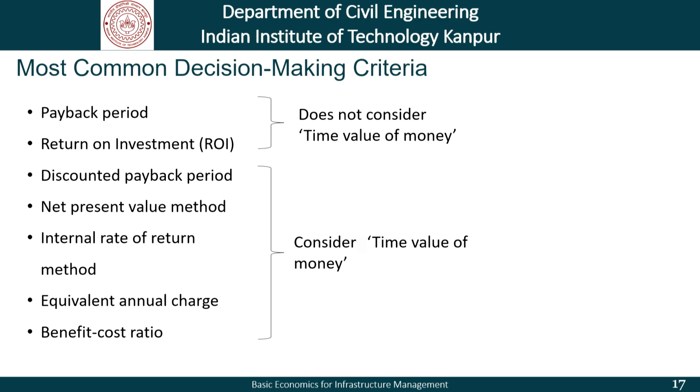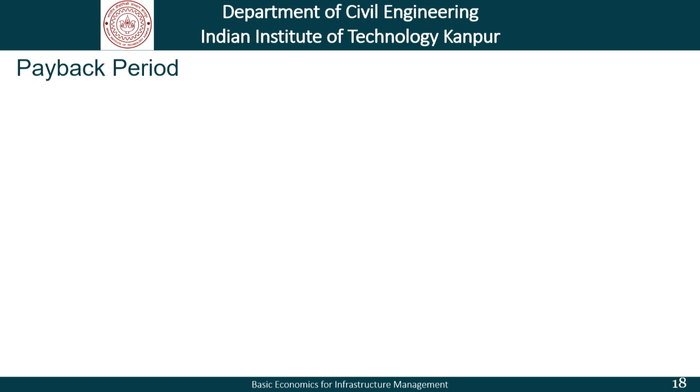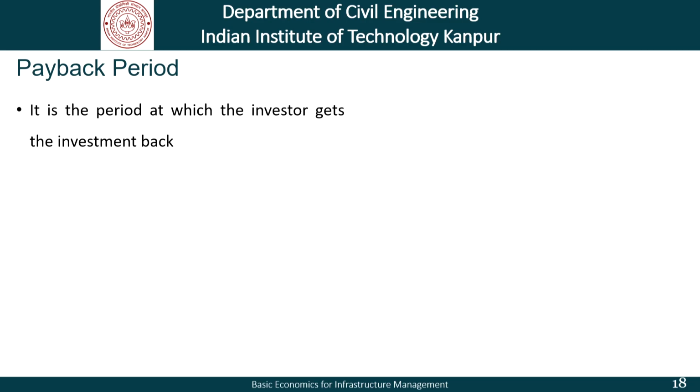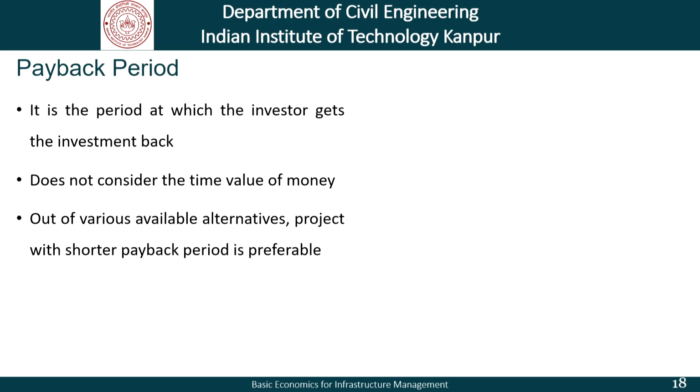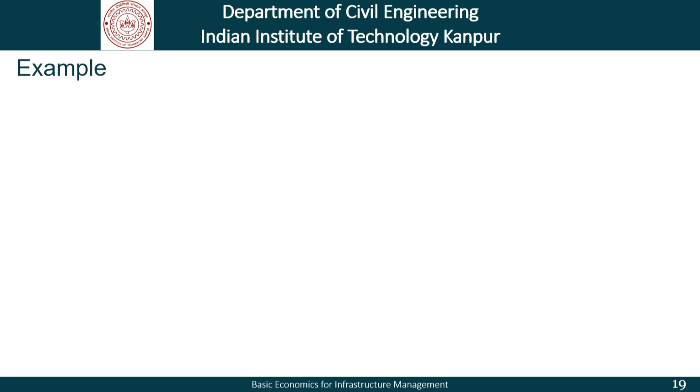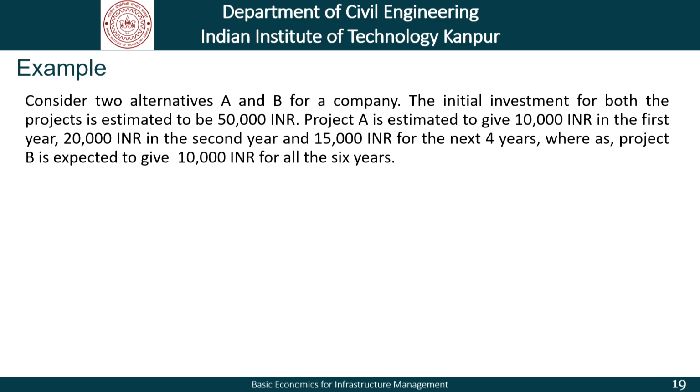Now, to very quickly go through some of these, as far as the payback period is concerned, it is the simplest and it is the time period in which the investor gets the investment back. No time value of money is considered, and out of the various alternatives, the project with the shortest payback period is preferred. As an example, if we look at two alternatives A and B, the initial investment for both of these projects, let us say, is estimated to be 50,000.